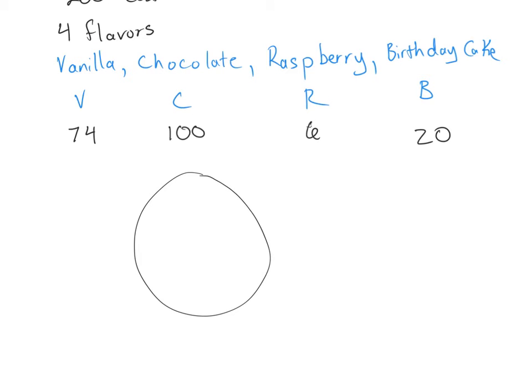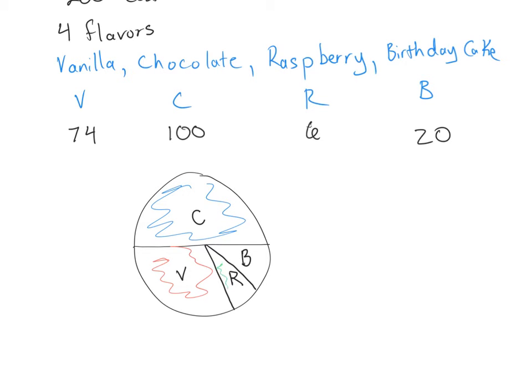So now let's put all this in a pie chart. If I were to draw a pie chart, it'd probably look like this, this being chocolate here. Vanilla is pretty big. This is very definitely not to scale, but we have the numbers already up here. Say chocolate's this color, vanilla's this color, raspberry's that color, and birthday cake is that color.